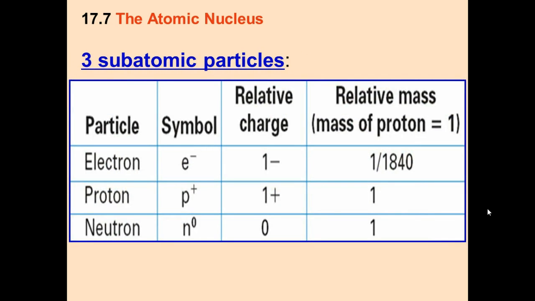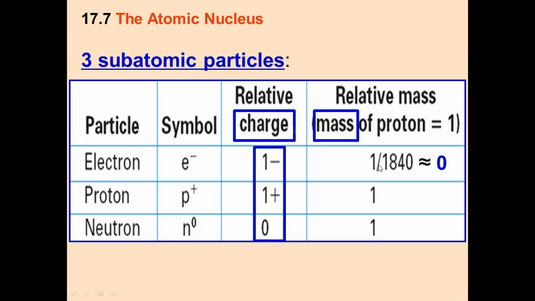And there are 3 subatomic particles. I'm sure you've heard of them before. Protons are positive, their symbol is P+, their charge is 1+, and they have a mass of 1. Neutrons are neutral, their symbol is N0, and they have no charge, and their mass is also 1. Electrons are E-, that's their symbol, and they have a -1 charge, and their mass is practically 0 because it's so small that scientists just assume it's 0 because it doesn't have much significance.